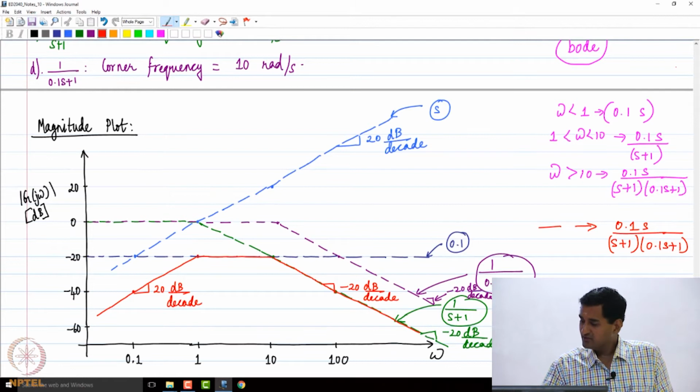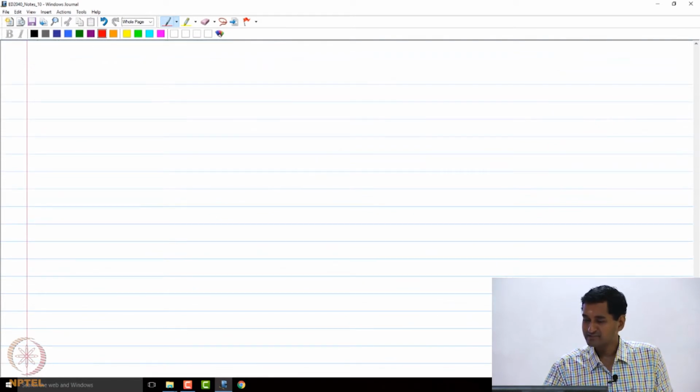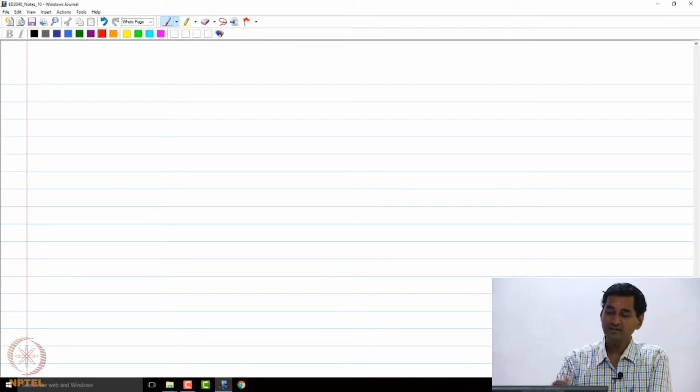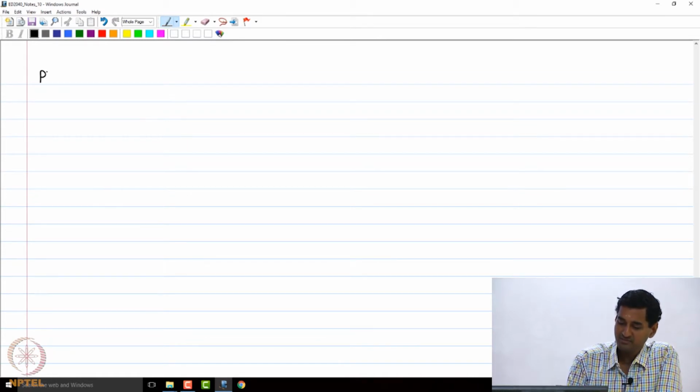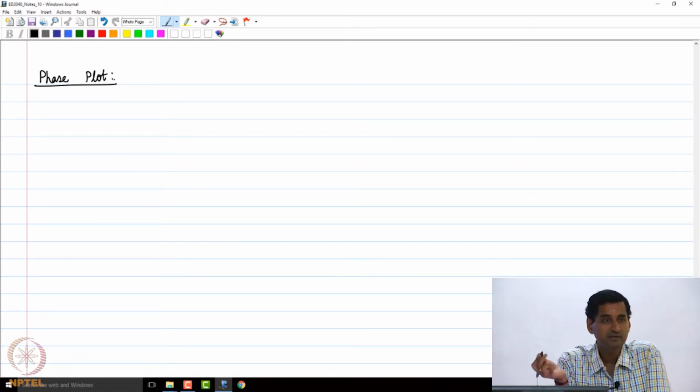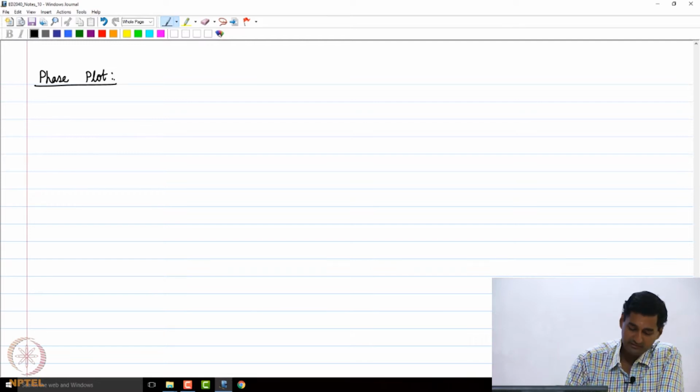Okay. So now having plotted the magnitude plot, once again please note that I am only plotting the asymptotes, right? We are not plotting the actual curve as such, right? So now let us go ahead and plot the phase plot. Okay. So let us do the phase plot.